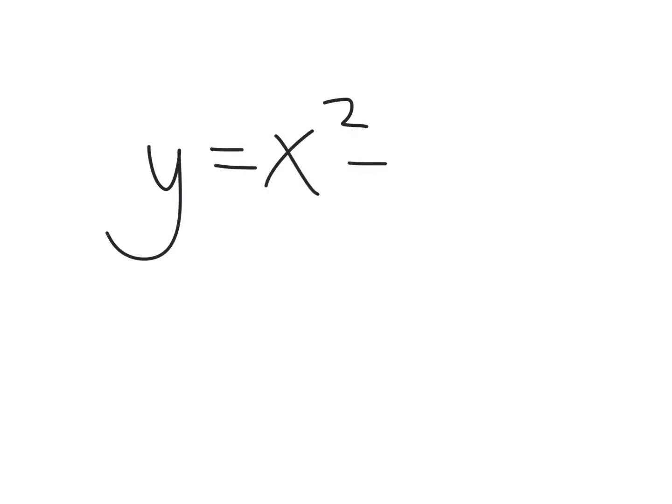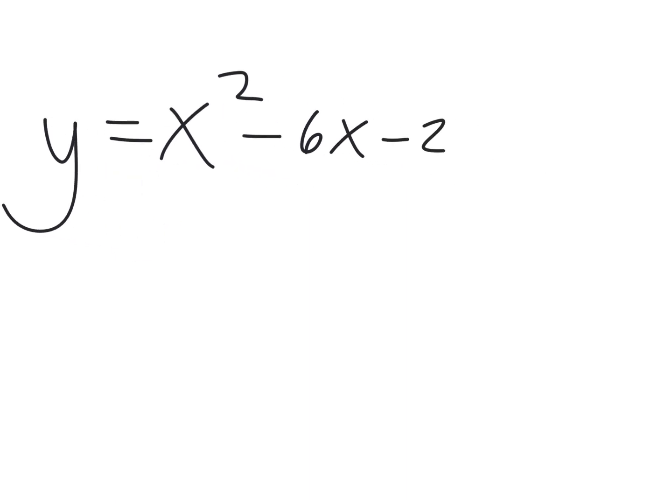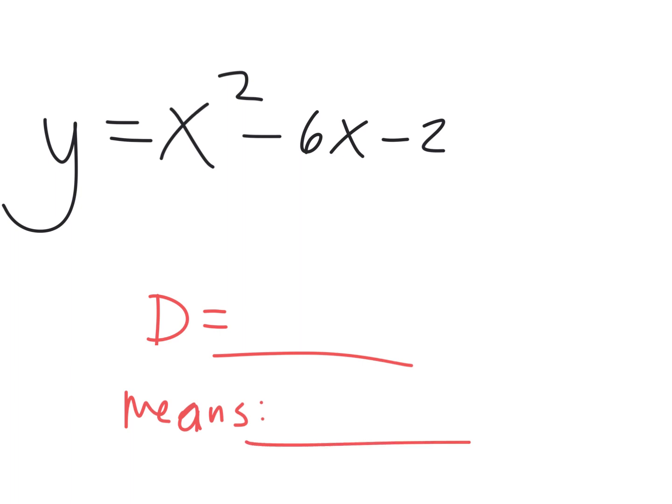All right. Give you another one. y equals x squared minus 6x minus 2. Would you please figure out how many solutions that has? I don't need to know the solutions. I just need to know how many it's going to have. So we're going to ask you to tell the discriminant and then tell what it means. Brody, what's that formula for discriminant again? B squared minus 4ac. Correct.